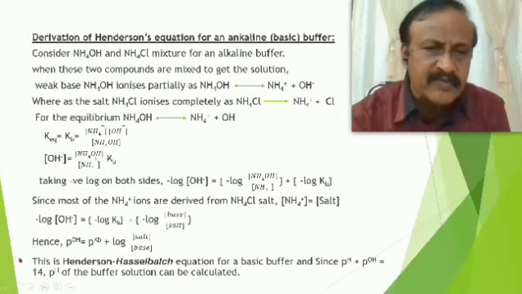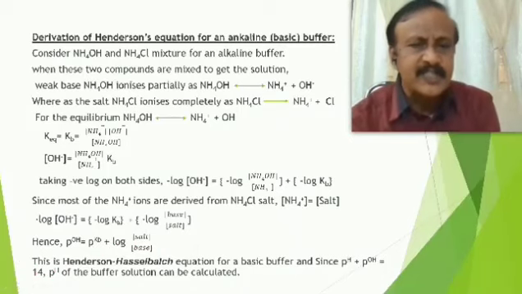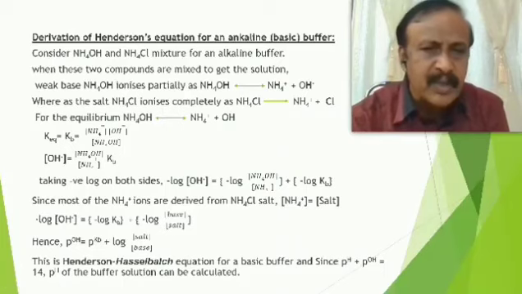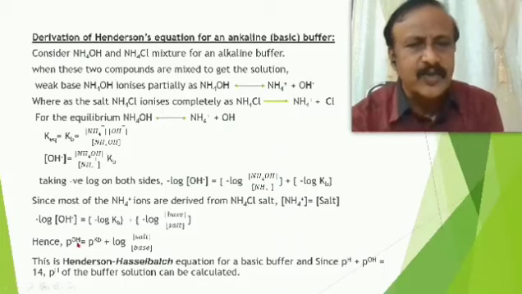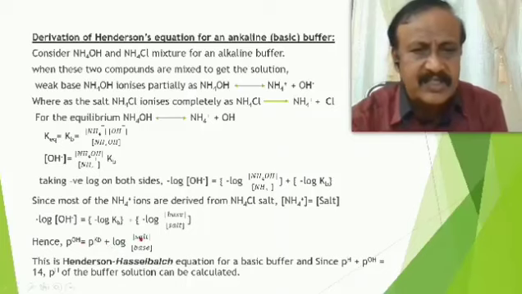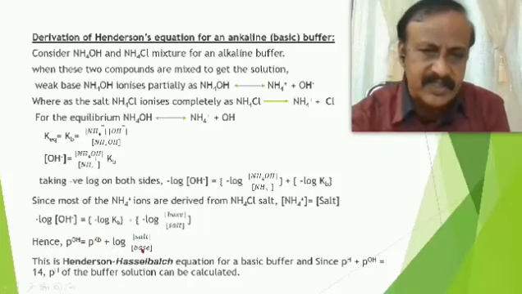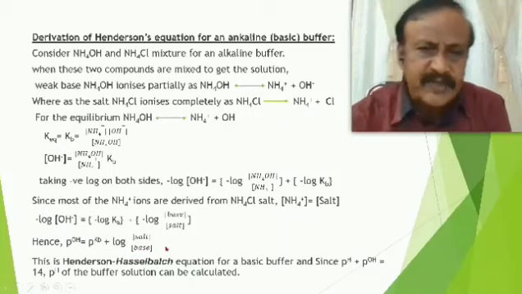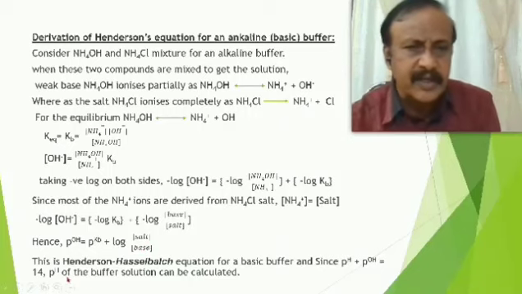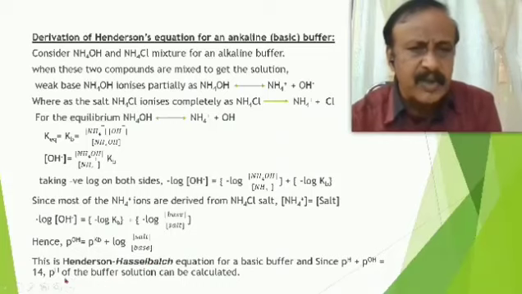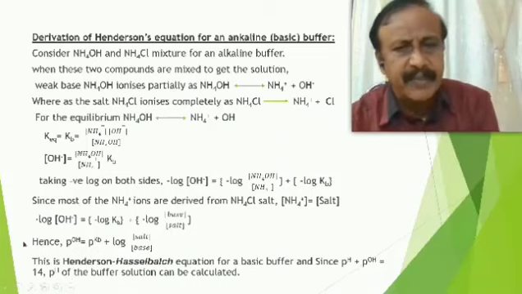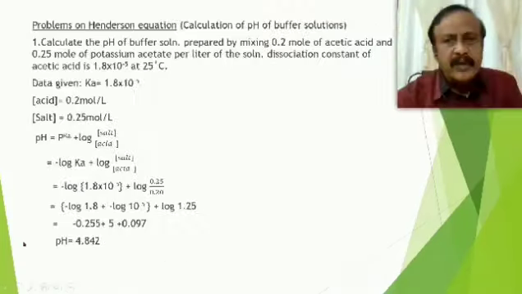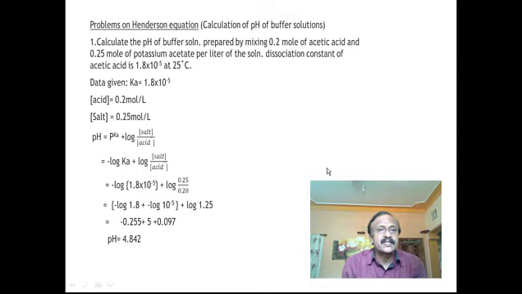Now for alkaline buffer, since a weak base is used, the formula becomes pOH is equal to pKb plus log of concentration of salt divided by concentration of the base. Since pH plus pOH of any solution is equal to 14, if pOH is known, the pH of the buffer solution can be calculated. Having derived the Henderson equation, let us see its use.